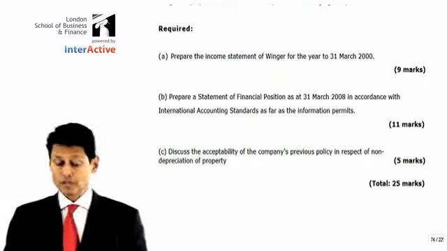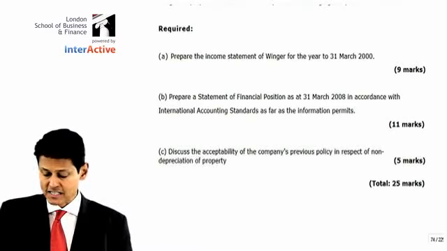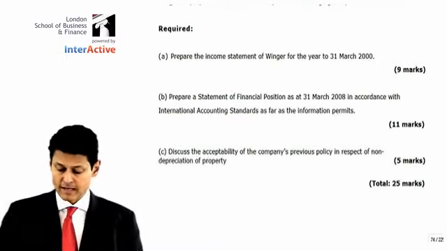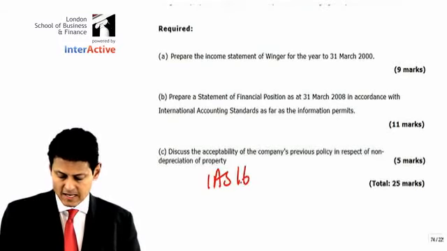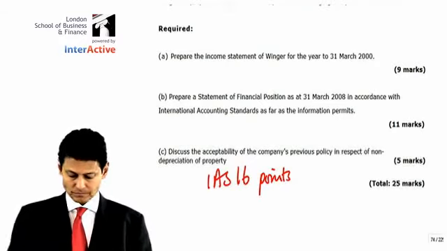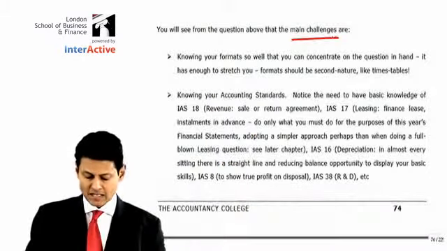On page 74, you notice in part C, there are some discussion marks, 5 marks, the acceptability of the company's previous policy in respect of non-depreciation of property. Nearby, can you write IAS 16 points? Indeed, that is our very next topic. What I've then done is the main challenges of the question I've listed for you. So read that as well, please.